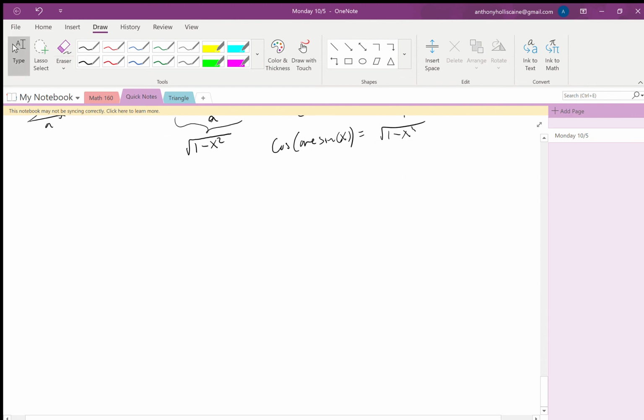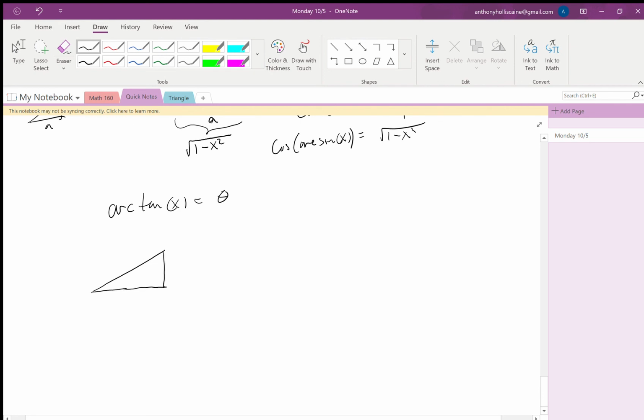Let's try this again. We could have arc tangent of x equals theta. So what's a reference triangle for this? Tangent is opposite over adjacent, and this ratio should be x. And then arctangent will tell you the angle that gives you the ratio. So the easiest way to make this ratio x is you just let this side equal x and this side equal 1. So I'm just going to label them accordingly. I have x and 1. And that means the hypotenuse is the square root of 1 plus x squared.